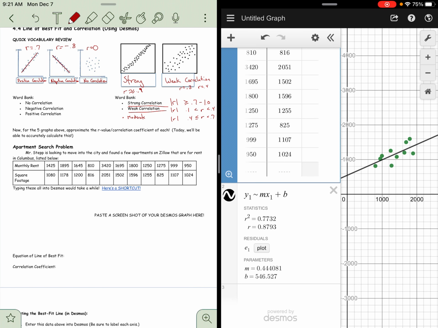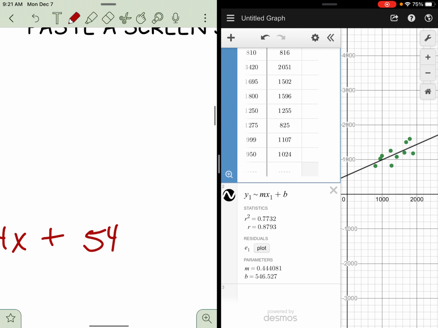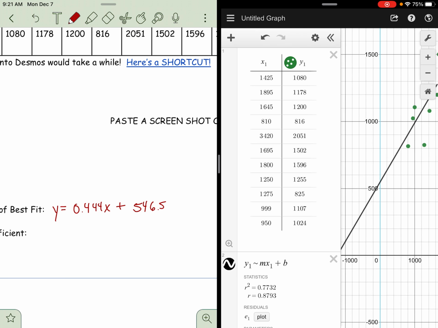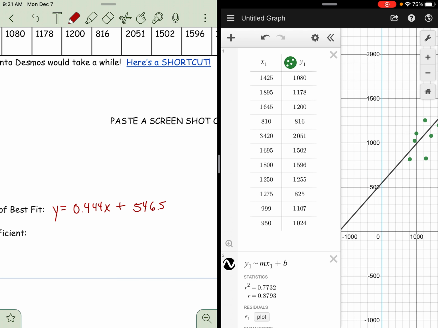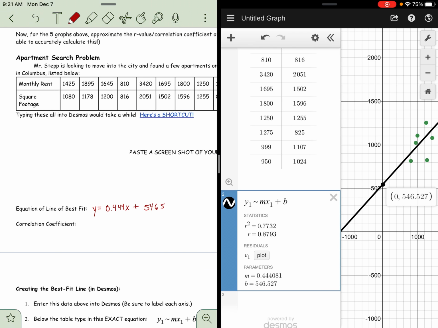Well, we wrote it down, y equals mx plus b, but what they want to know is what is the actual equation? If you look at the bottom, right over here, you have an m and a b. That's your slope and your y-intercept. So this is y equals 0.444x plus the y-intercept, 546.5. If you were to look on our graph, 546, yep, you can see it's going to go right through there, 546.525, or 546.527. So that's our equation in line of best fit.